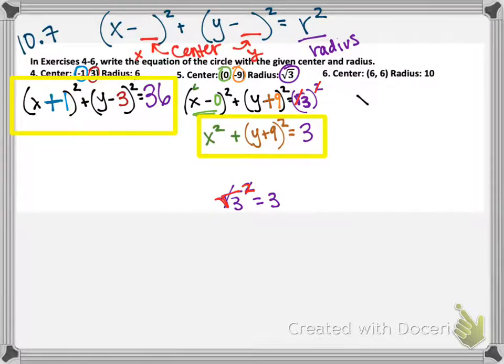And then last, x minus something squared plus y minus something squared equals the radius squared. Plug in the x, plug in the y, and then plug in the radius.